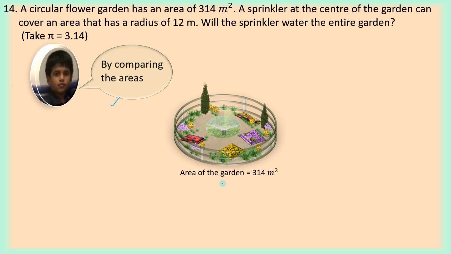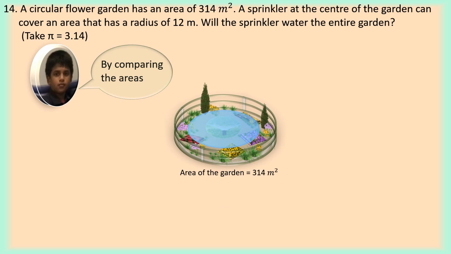Here, area of the garden is given. Now, with which area we have to compare this area? That is, here we have to compare this area, that is area of the garden, with the area that can be covered by the sprinkler. Suppose this is the area that can be covered by the sprinkler. Will it water the entire garden? No, because area of the garden is greater than this area, isn't it?